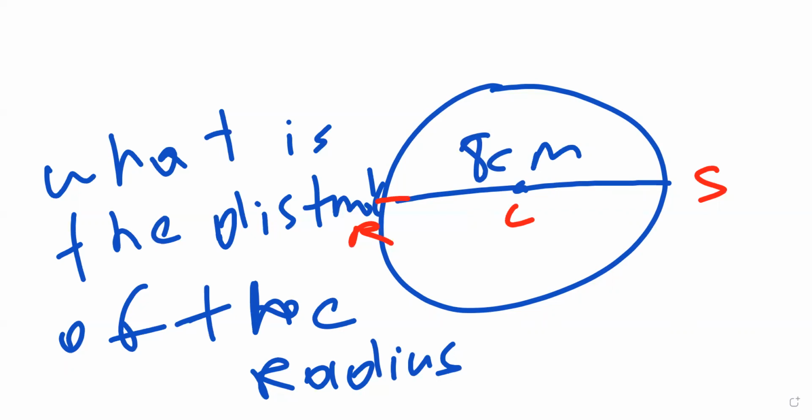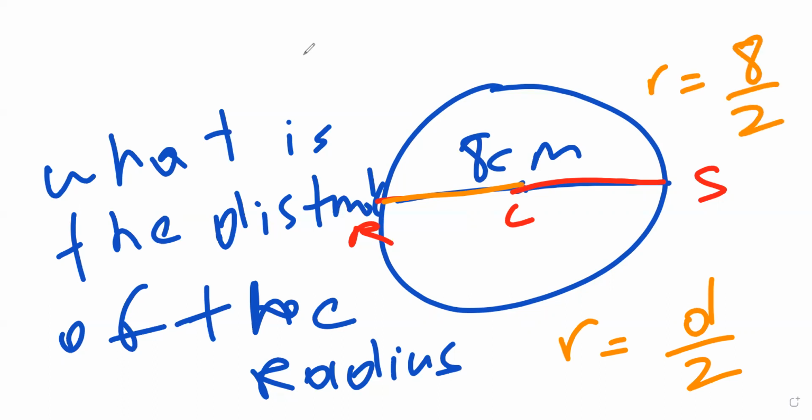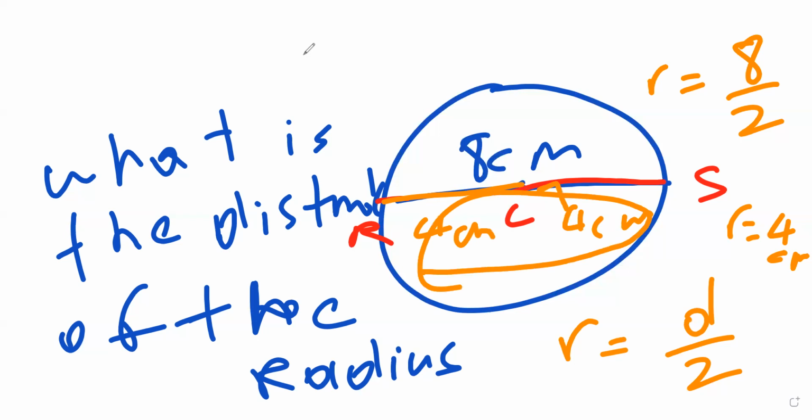If we look at this, we have two radii. We have CS, and we also have CR. It doesn't matter which one you want. Now, there's a formula to find the radius. The radius is always equal to half of the diameter. So the diameter is 8 divided by 2. So our radius is going to be 4 centimeters. This one is 4 centimeters, and this one is 4 centimeters, and when you add them, it gives you back the diameter.